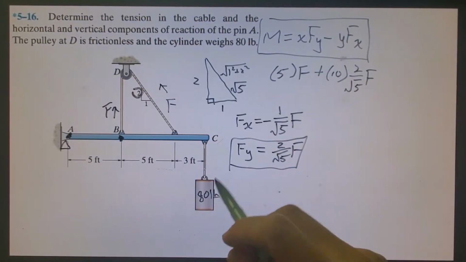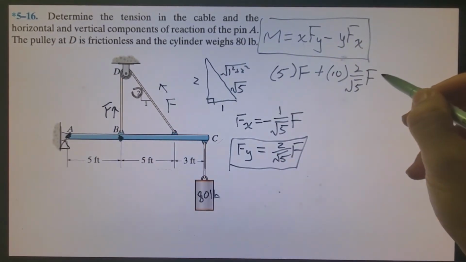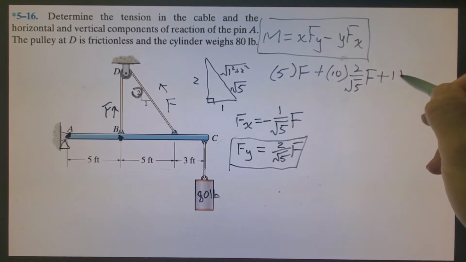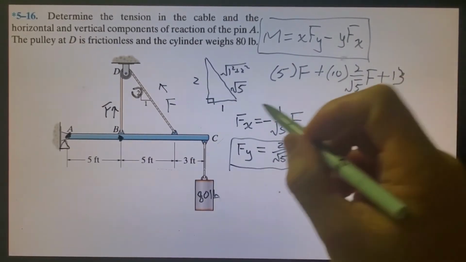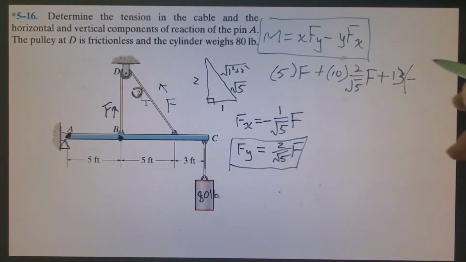All right, so how do we know it's negative? By looking at the formula, X is equal to 13. So you plus 13 times Y in the negative direction, negative 80 pounds. All right, so the overall moment should be equal to 0 because it's at equilibrium.